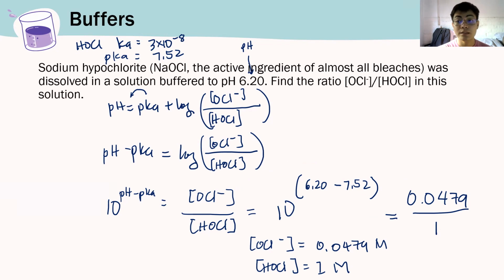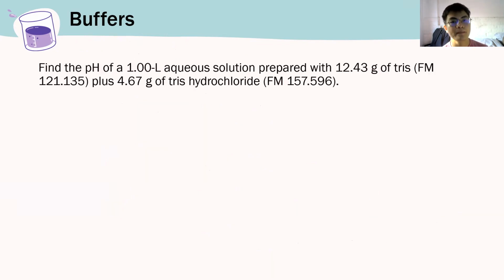Let's try to answer another problem. Find the pH of a 1 liter aqueous solution prepared with 12.43 grams of tris, with formula mass 121.135, and 4.67 grams of tris hydrochloride, with molar mass 157.596 grams per mole.